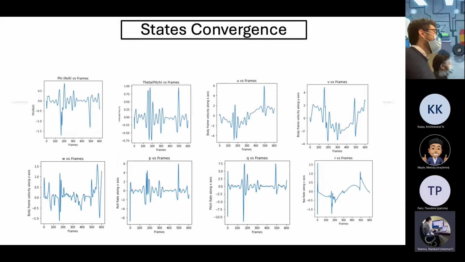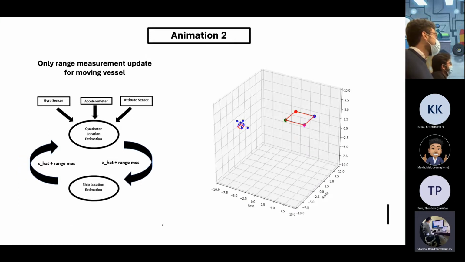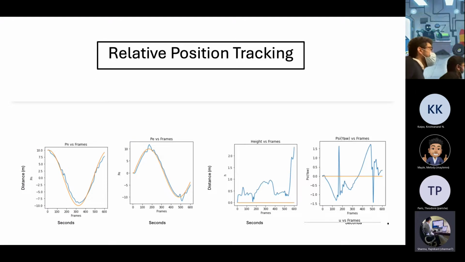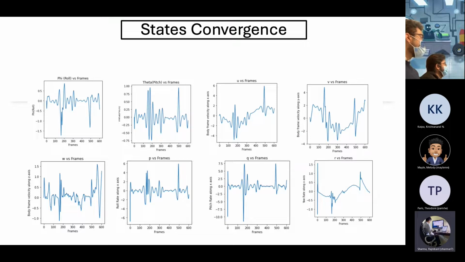State convergence. Can you go back to the plots? These ones? Just stay there. Okay. So is it estimated versus true or commanded versus estimated? This is the commanded and this is the estimated for the quadcopter. This is commanded for the ship. So this is commanded and estimated for the quadcopter. Yeah, I think we can choose a better gain for good following.